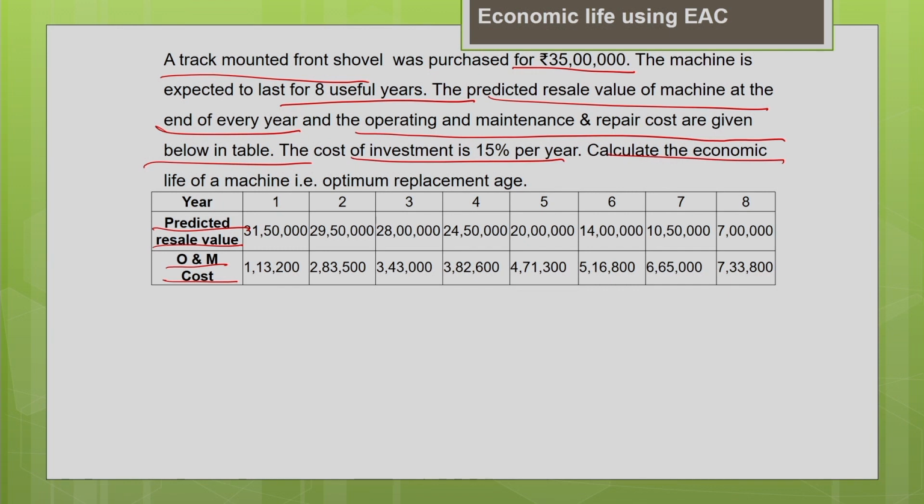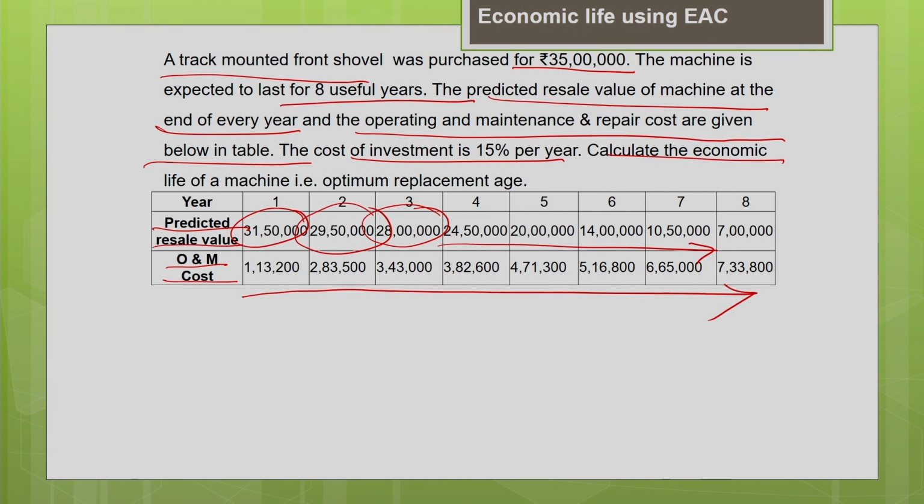You can see that at the end of year 1, if you sell your machine, its resale value will be 31 lakh 50,000. At the end of year 2, if you sell it, it is 29 lakh 50,000. At the end of year 3, it is 28 lakh. That means your resale value is reducing with time. Similarly, your operating and maintenance cost of the machine is increasing with time. Why is it increasing? As the machine becomes older, the operating and maintenance cost will increase with time.